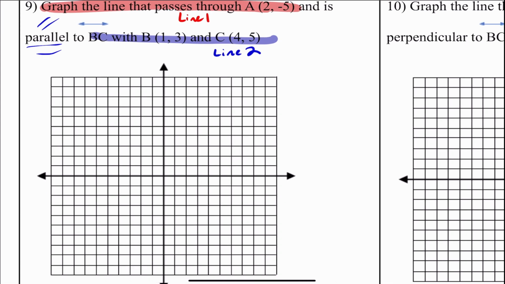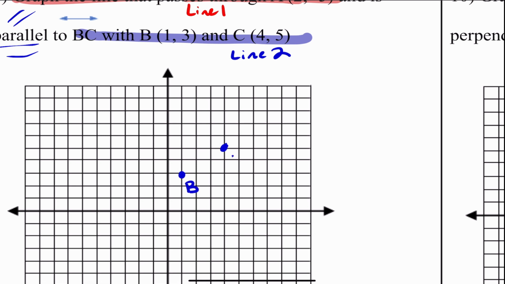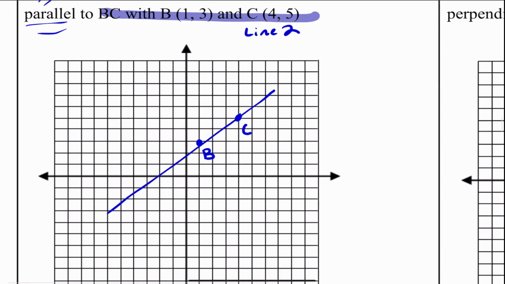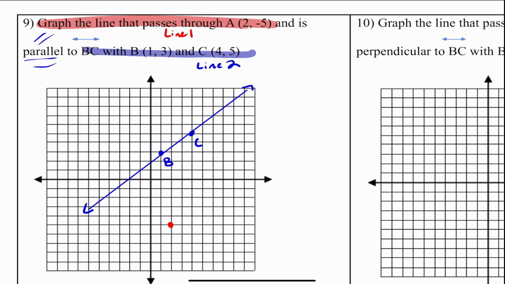So here's 1 comma 3. 1 comma 3 is right here. And then 4 comma 5 is, let's see, 3, 4, 1, 2, 3, 4, 5. It's right there. So let me go ahead and call this B, and I'm going to call that C. Then I'm going to connect the dots. And now I'm going to plot that point, which will be on line 1. So line 1, point A, 2 comma negative 5, 2, 1, 2, 3, 4, 5, right here, and that's A.